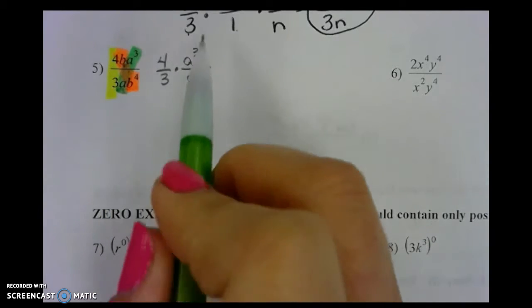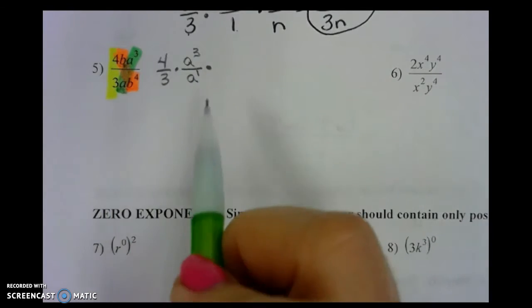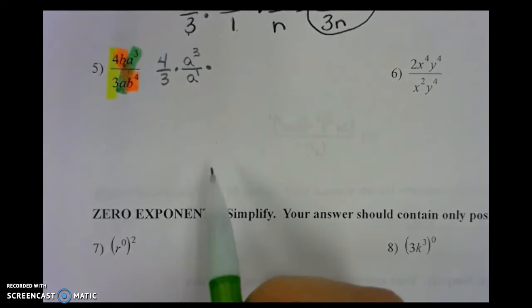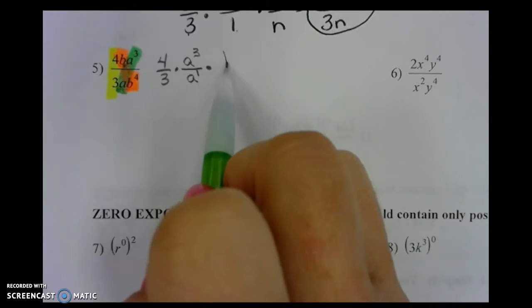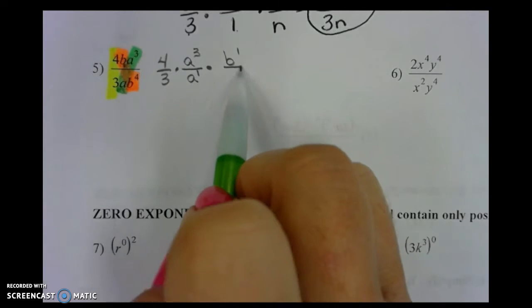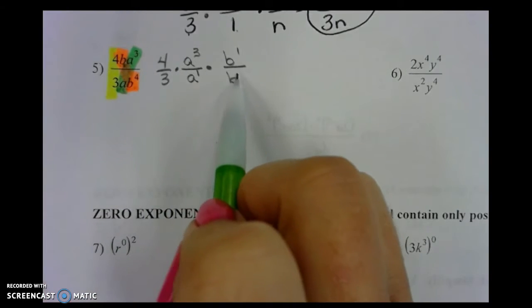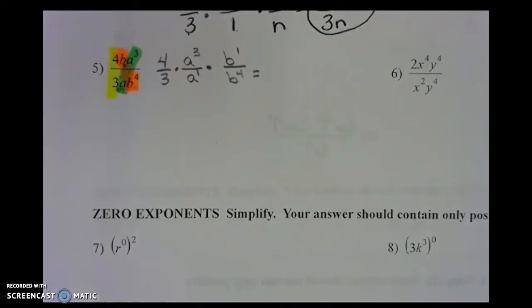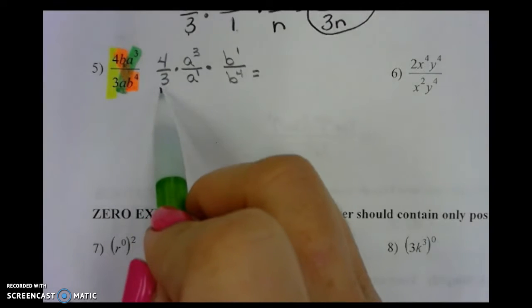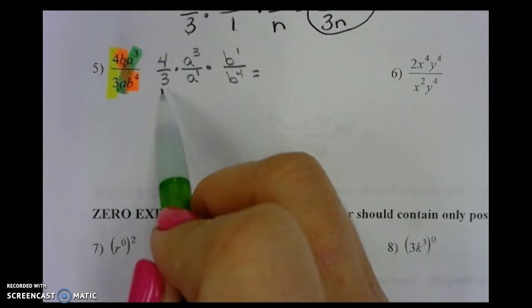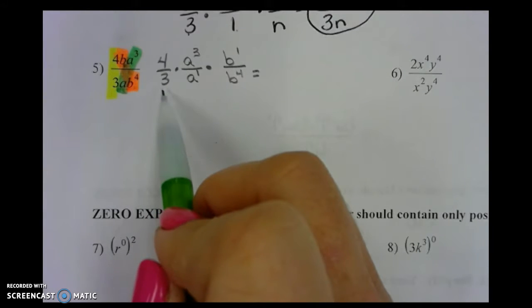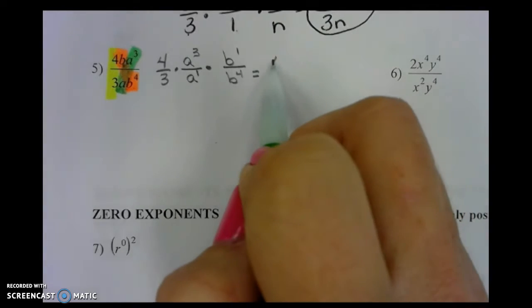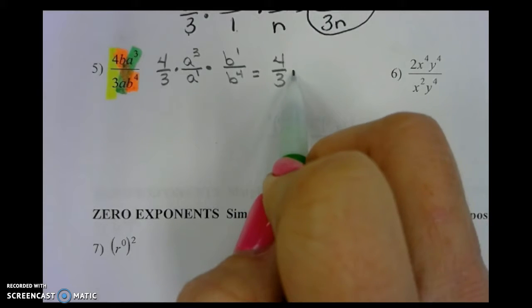Now, that a doesn't have an exponent. It's an implied 1, if that helps you. Then I have b to the 1 over b to the 4th. Now, I'm looking to combine those like bases. Do not reduce this fraction, okay? 4 over 3 is going to give you a decimal, so just leave it as an improper fraction. We're going to leave that as 4 over 3.